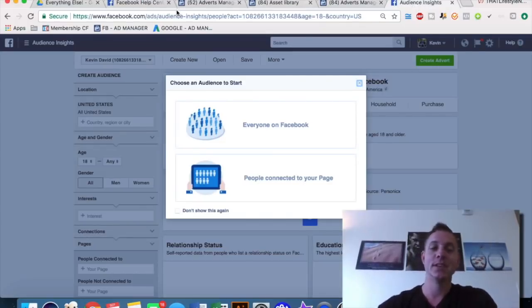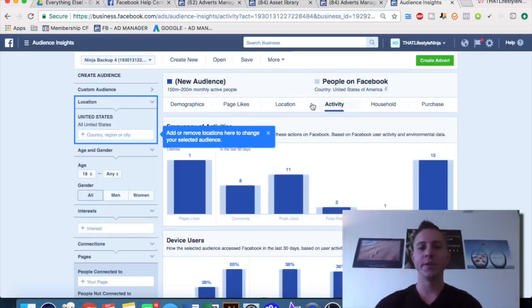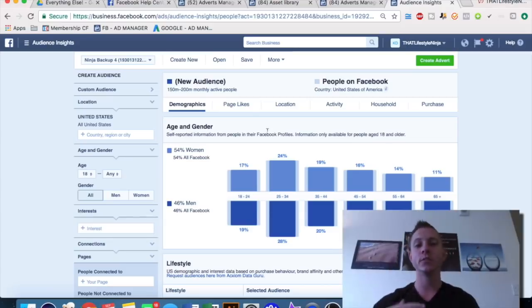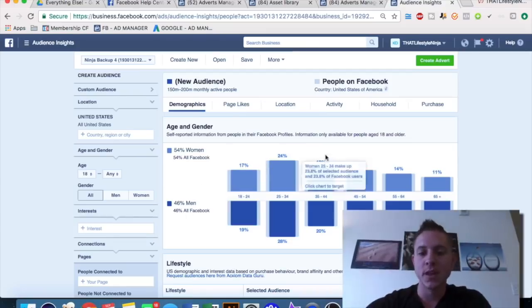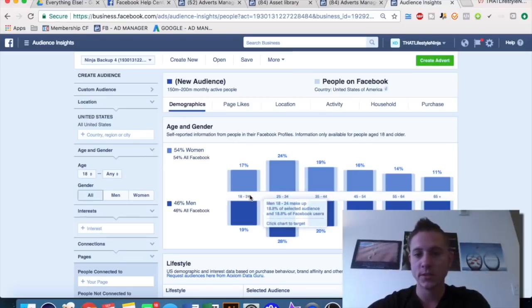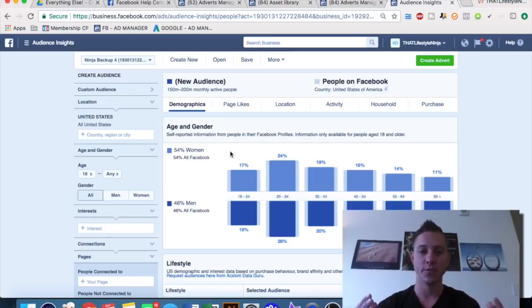Right, so Audience Insights is an incredibly powerful tool for Facebook ads. Even if you're not advertising on Facebook, it's an incredibly powerful tool for seeing people's interests and demographics and all types of different information about basically anything in the world. So we're going to choose everyone on Facebook here. And let's talk about a few things of what we're actually looking at. So right now we chose everyone on Facebook. This means that of every single person on Facebook, 54% are women, 46% are men, with the lion's share of everyone on Facebook being between the ages of 25 and 44. 18-year-olds are a close third, and 45 to 54 are a fourth, right? So this is everyone on Facebook.